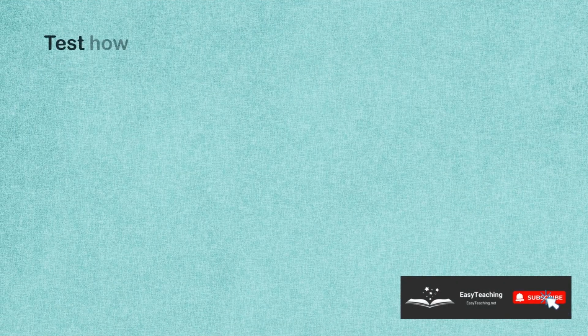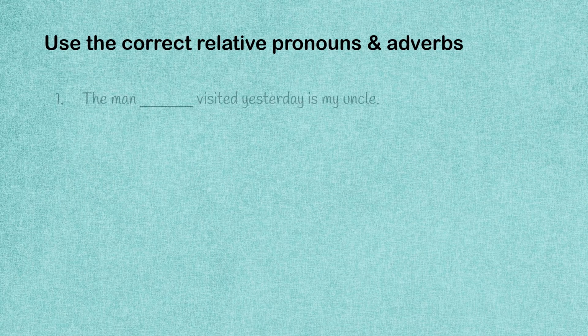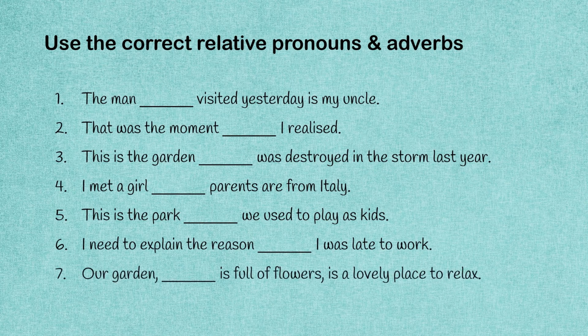Now it's time to test how you're going. Use the correct relative pronouns and relative adverbs to complete the following sentences. Pause here while you work. Let's go through them. In number 1, a person is being referred to, so who is needed. The man who visited yesterday is my uncle.